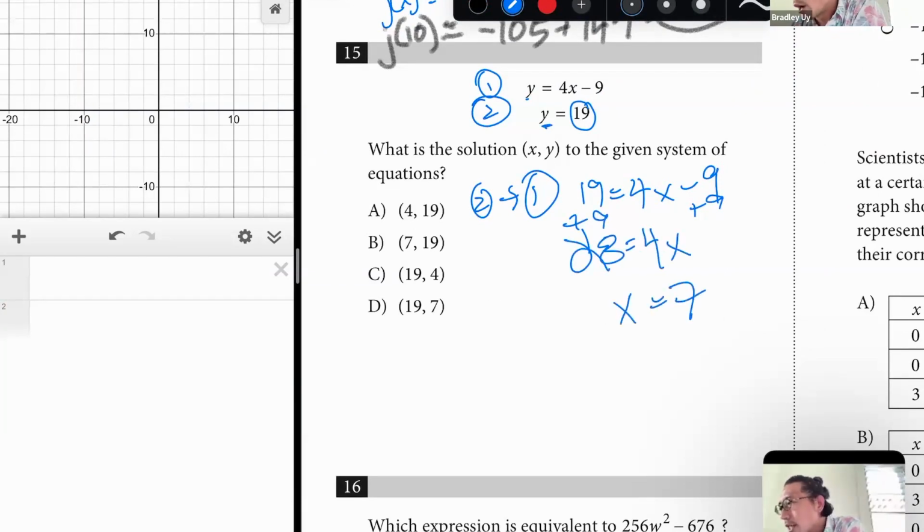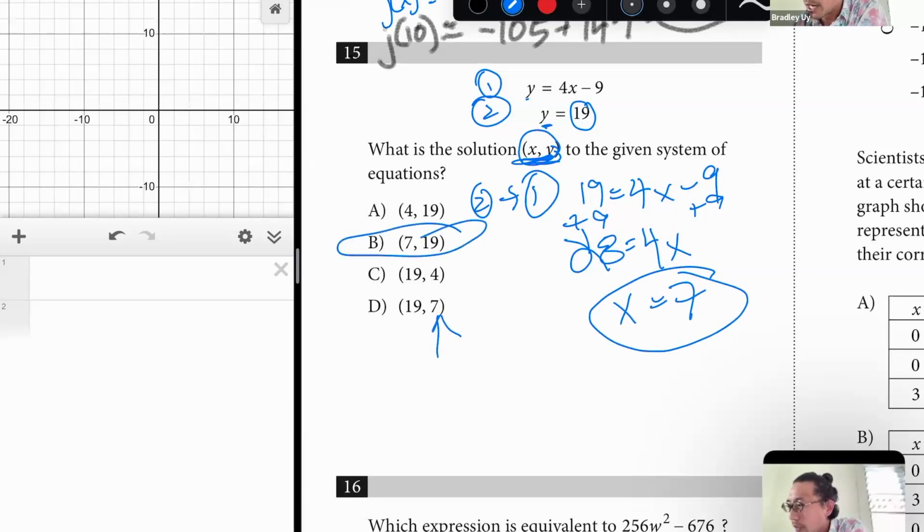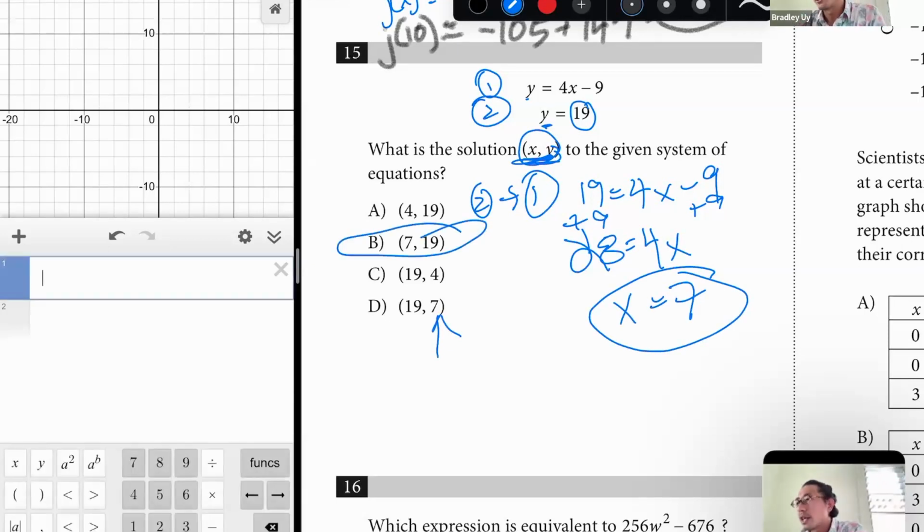Now, they're asking what is the solution as an ordered pair. Obviously, we have x is 7. There's a 7 here, but that's in the y value. And so the correct answer is B. Okay, 7 comma 19. Let me show you how to do this on Desmos.